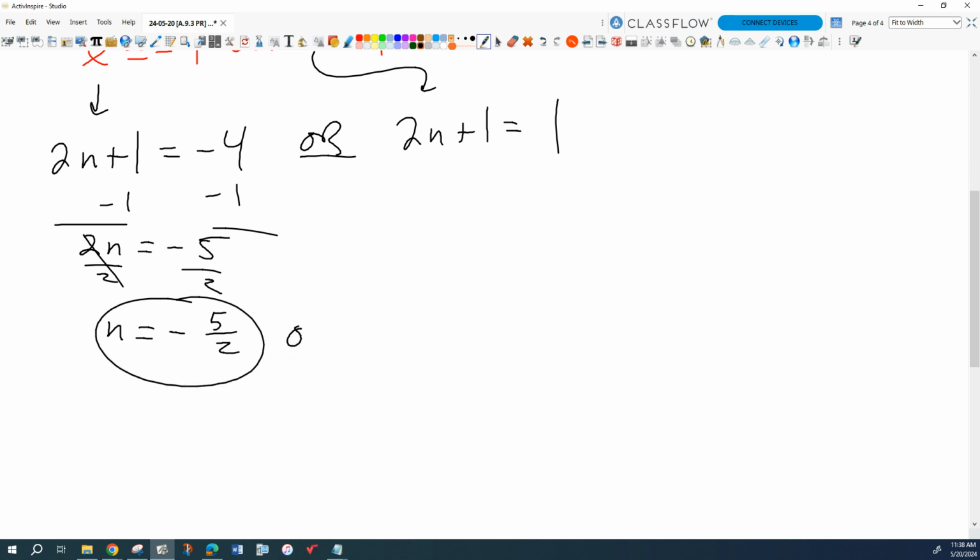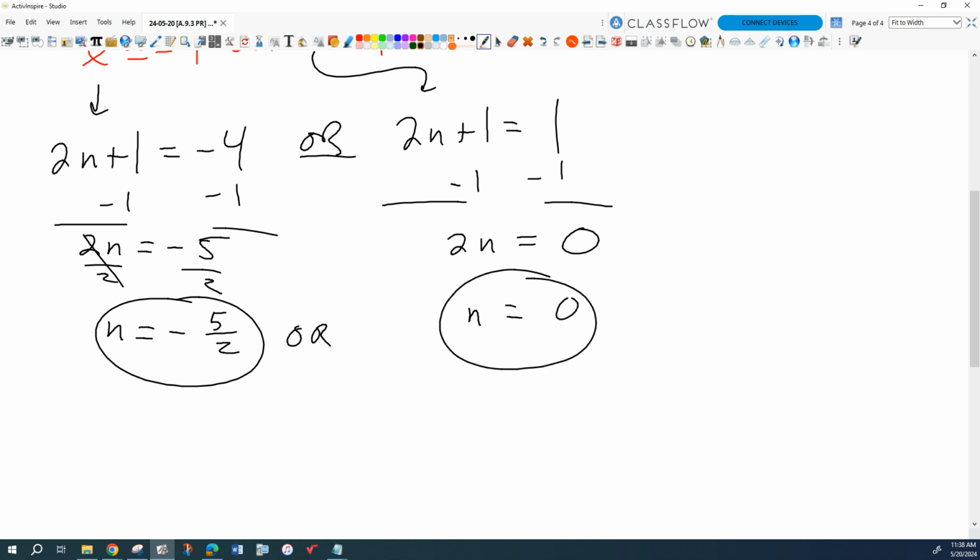-5/2 is one solution, or how about over here? Same steps, right? Subtract 1 and divide by 2. So that gives me 2n equals 0. What's 0 divided by any number? 0. Okay, so what's my final solution here then? 0. There you go. So those are my two solutions, either n equals -5/2 or n equals 0.